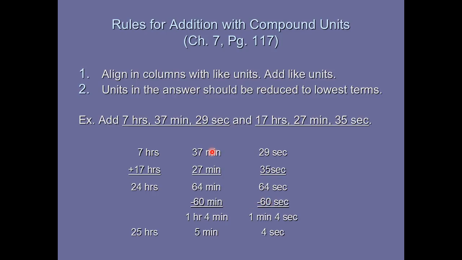Same here. You add 37 plus 27, which makes it 64 minutes. You subtract 60 minutes, because you know that 60 minutes make an hour, which makes it 1 hour, 4 minutes. And then for the hours, you add 7 plus 17, which makes it 24 hours. But when you finally write it, you write 4 seconds here, and this minute and this minute get added, which becomes 5 minutes, and this hour will be added to 24 hours to make 25 hours, right? It's easy, but you start with the lowest term.